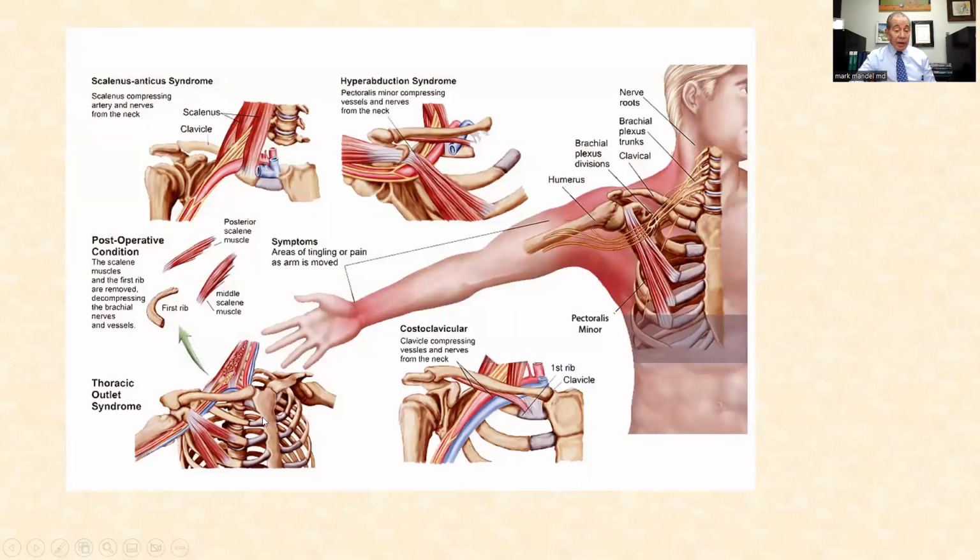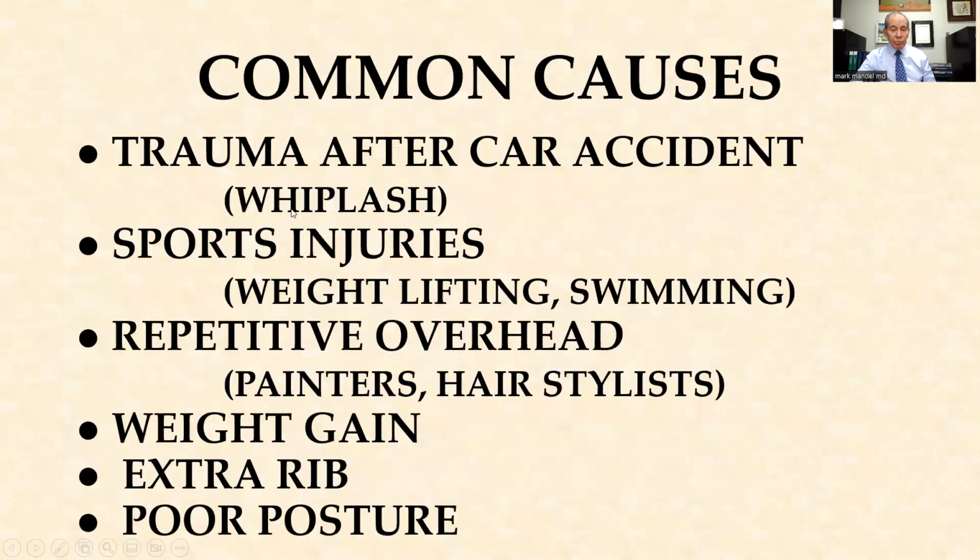Thoracic outlet had a lot of names before a surgeon at the Mayo Clinic decided to give it an overall name. Before, it was called scalenus anticus syndrome, hyperabduction syndrome, costoclavicular syndrome, and multiple others. But basically, you can see here the nerves coming out of the neck, and they have to go between these two structures, and there are various muscle components that can compress it: the scalene muscles, the pectoralis minor muscle, and many others.